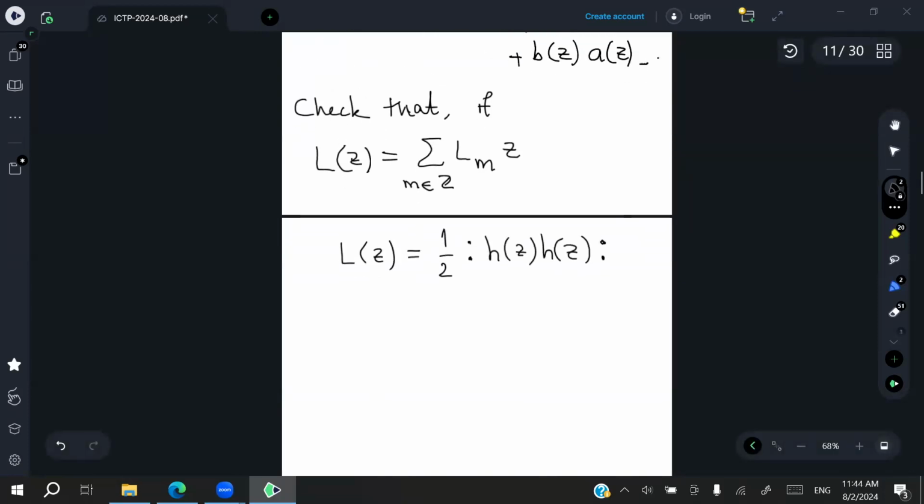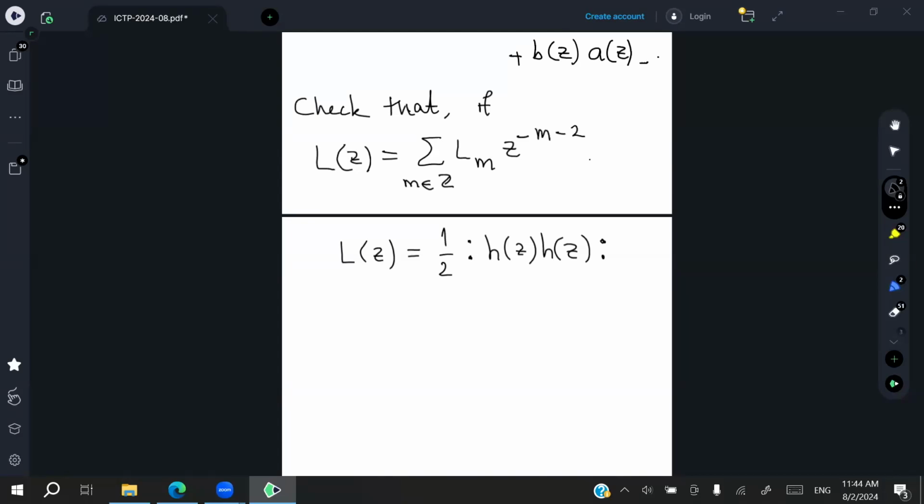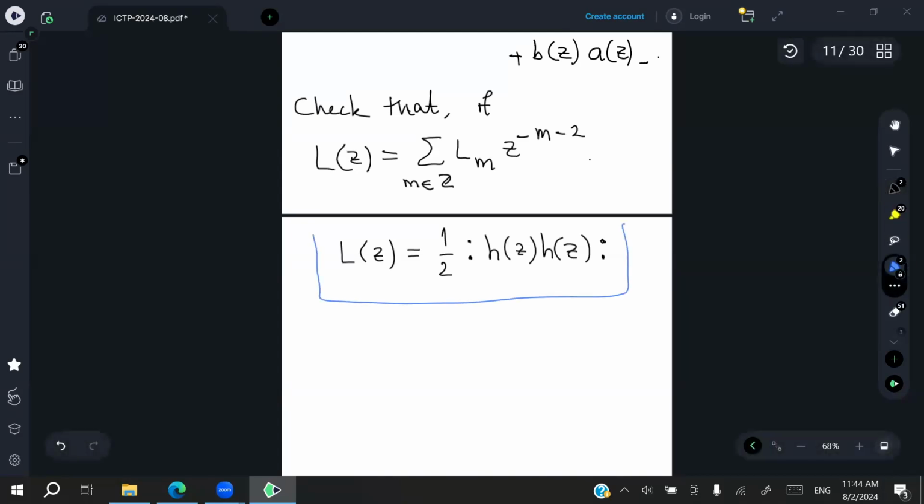Now, because h(z) had a sum over h_m times z to the minus m minus 1, when we multiply two h's together, we're going to get something like a minus 2. For that reason, I'm going to write a minus 2 there. Now the conventions will match up, and you can check that this equation is true.